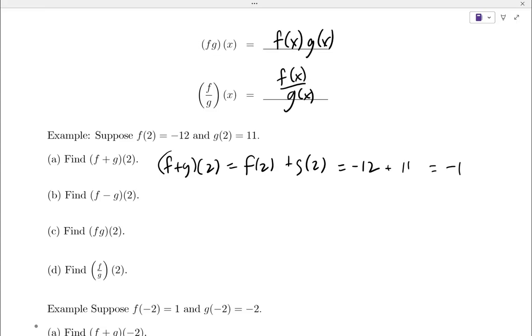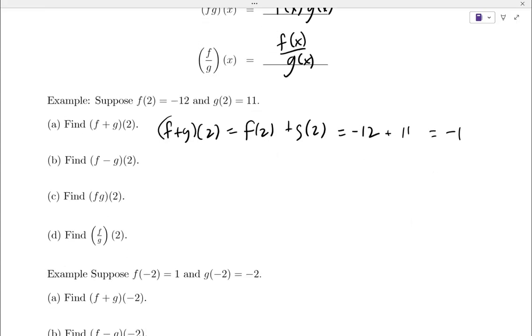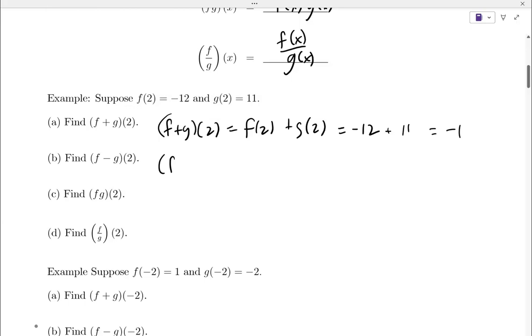What do we get for f minus g of 2 then? It'd be -23, because again, according to the definition, f minus g of 2 is f of 2 minus g of 2, right? That's how we would rewrite it. It'd be negative 12 minus 11. And then the values are negative 12 for the f of 2 and 11 for the g of 2. Subtract those two together, we get negative 23.